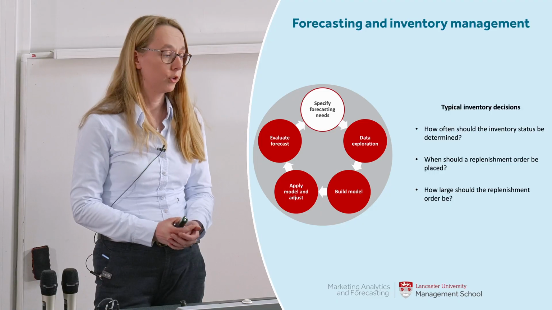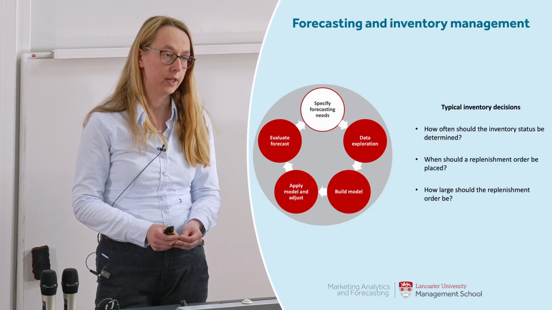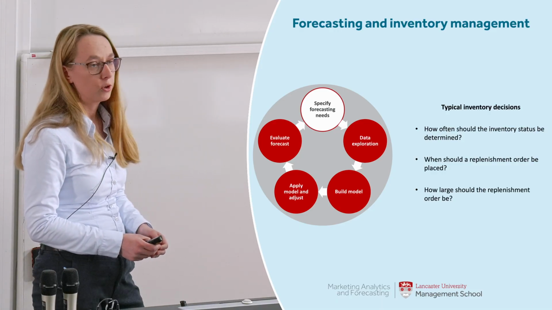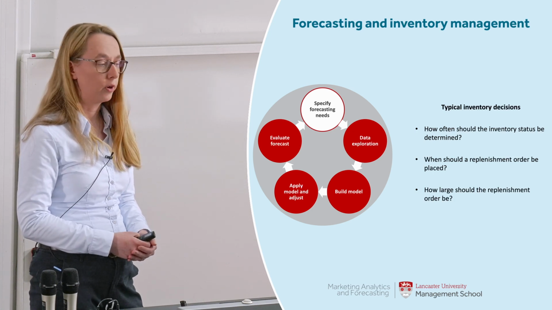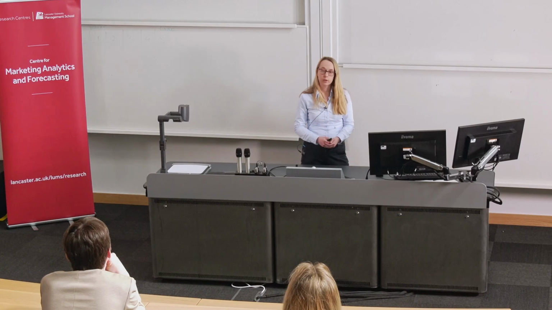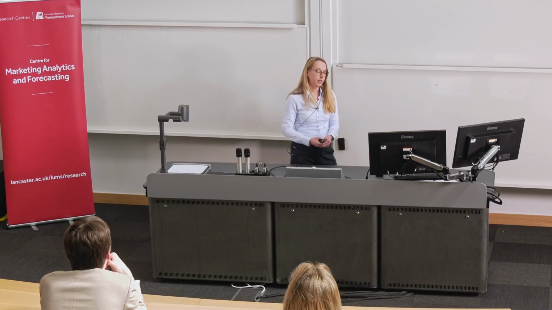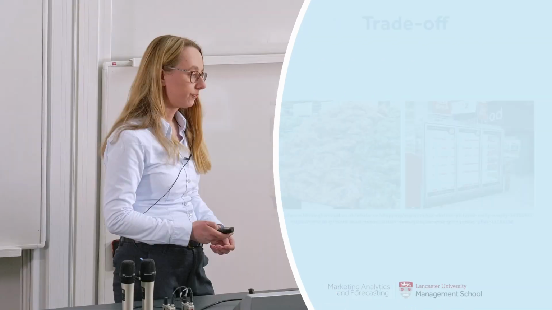First of all, we want to decide how often we review our inventory. So how often do we determine our inventory status to decide whether we need to order something? Then another important question is, when do we place an order? Should we place an order now or should we wait? And very importantly, how large should that order be? How much do we actually want to order?